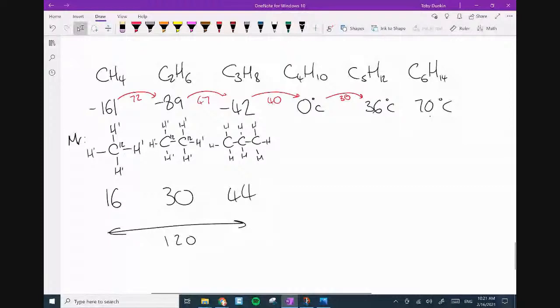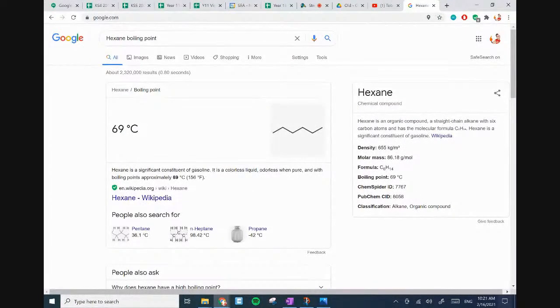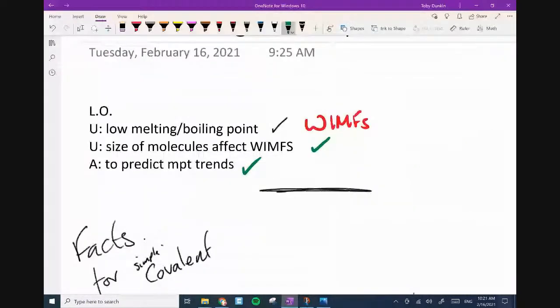Really appreciate that. Right, year 10s, that brings me to the end of my lesson today. Let's just check our learning objectives, just for fun. So, we can understand that the larger molecules have stronger WIMFs, and we can now predict melting point and boiling point trends. How nice is that? That's super cool. I am really, really happy with today's lesson, folks.